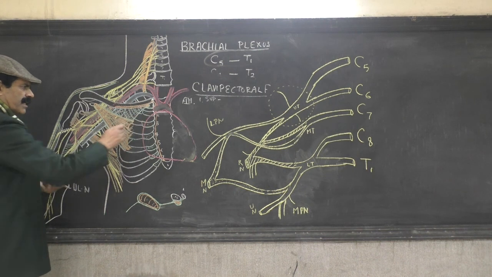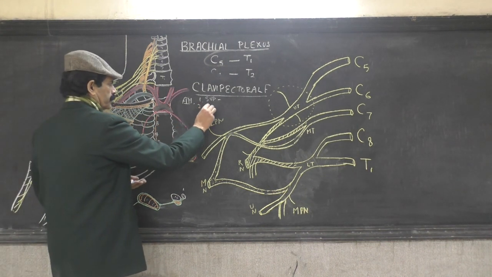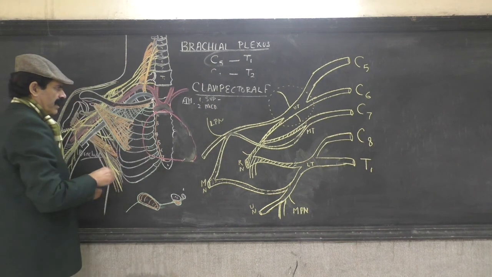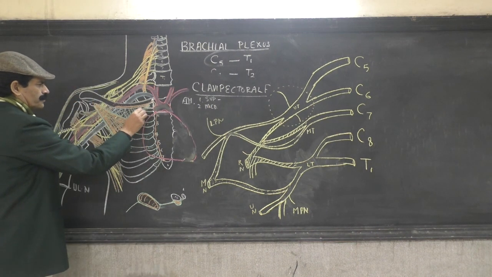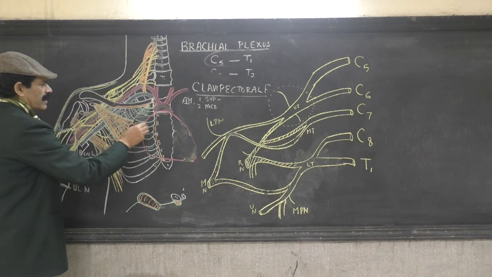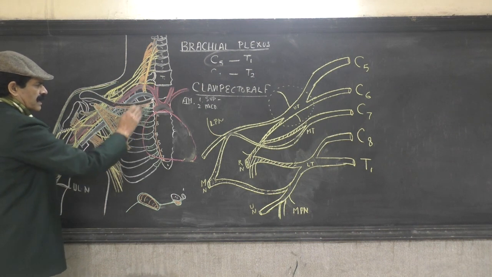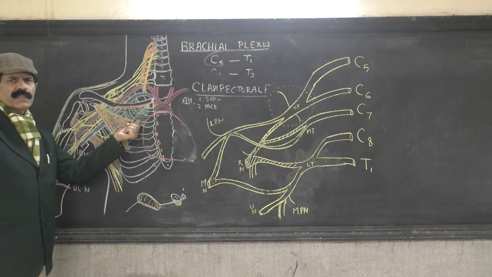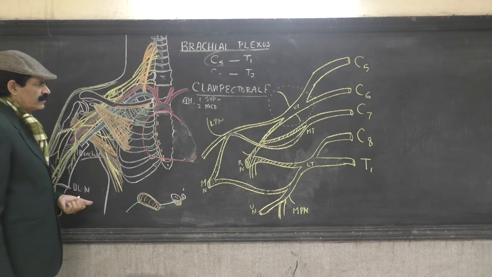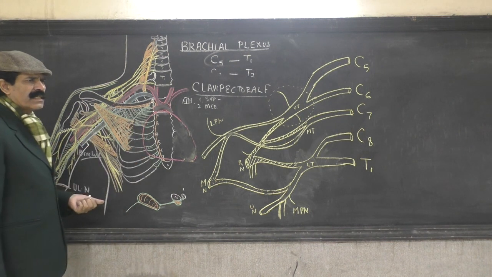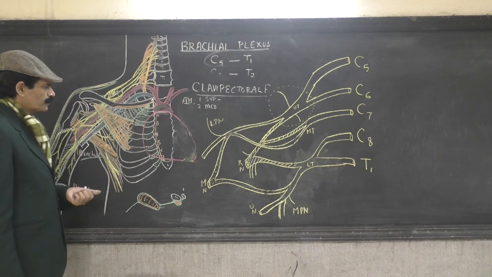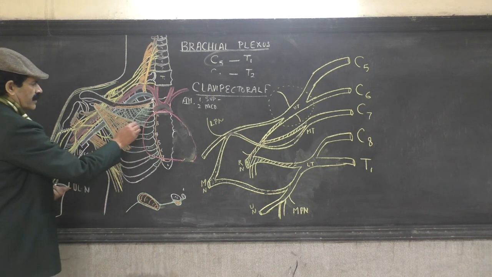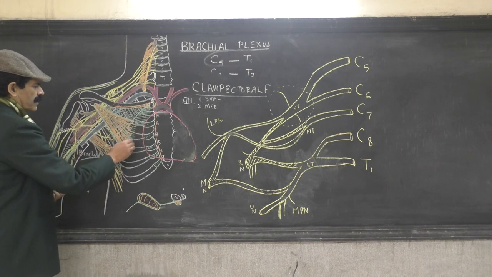Then its medial attachment. When we trace it medially, it is attached to the costal cartilages of the first, second and third ribs. Plus it blends with the deep fascia covering the upper intercostal spaces. So it is fused or merged with the deep fascia of the upper part of the thorax, and here also it is attached to the intercostal spaces covered by the muscles and the fascia.